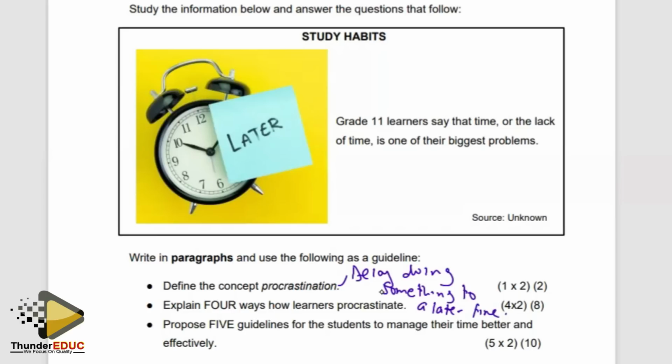Then give 4 ways how learners procrastinate. 1. Learners read all their messages on their phones before doing homework.